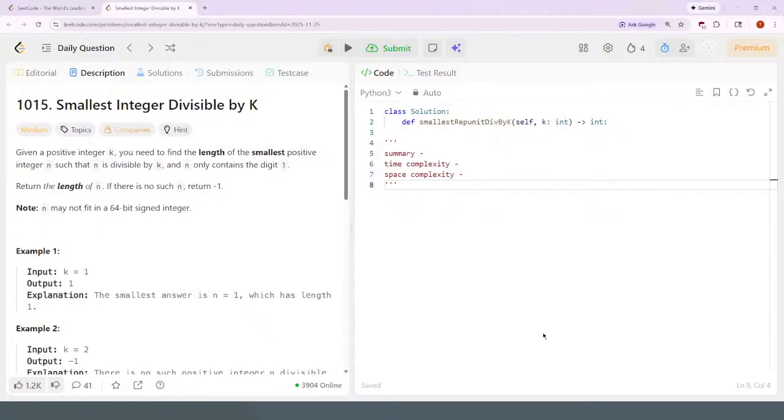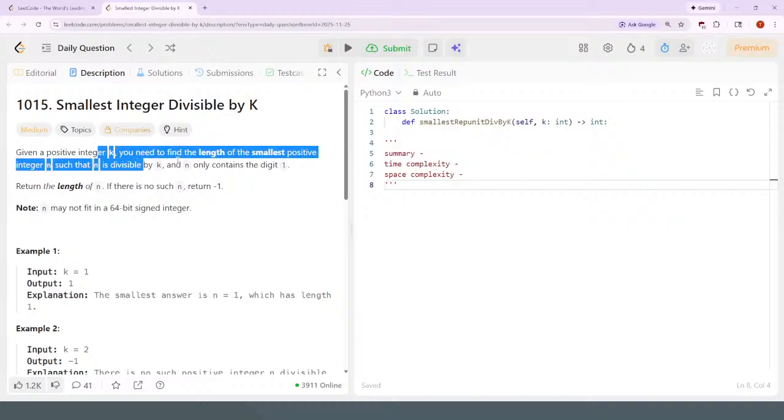Okay, let's see what we got here. Smallest integer divisible by k. Given a positive integer k, you need to find the length of the smallest possible integer n such that n is divisible by k and n only contains digit 1. Return the length of n. If there is no such length, return -1.